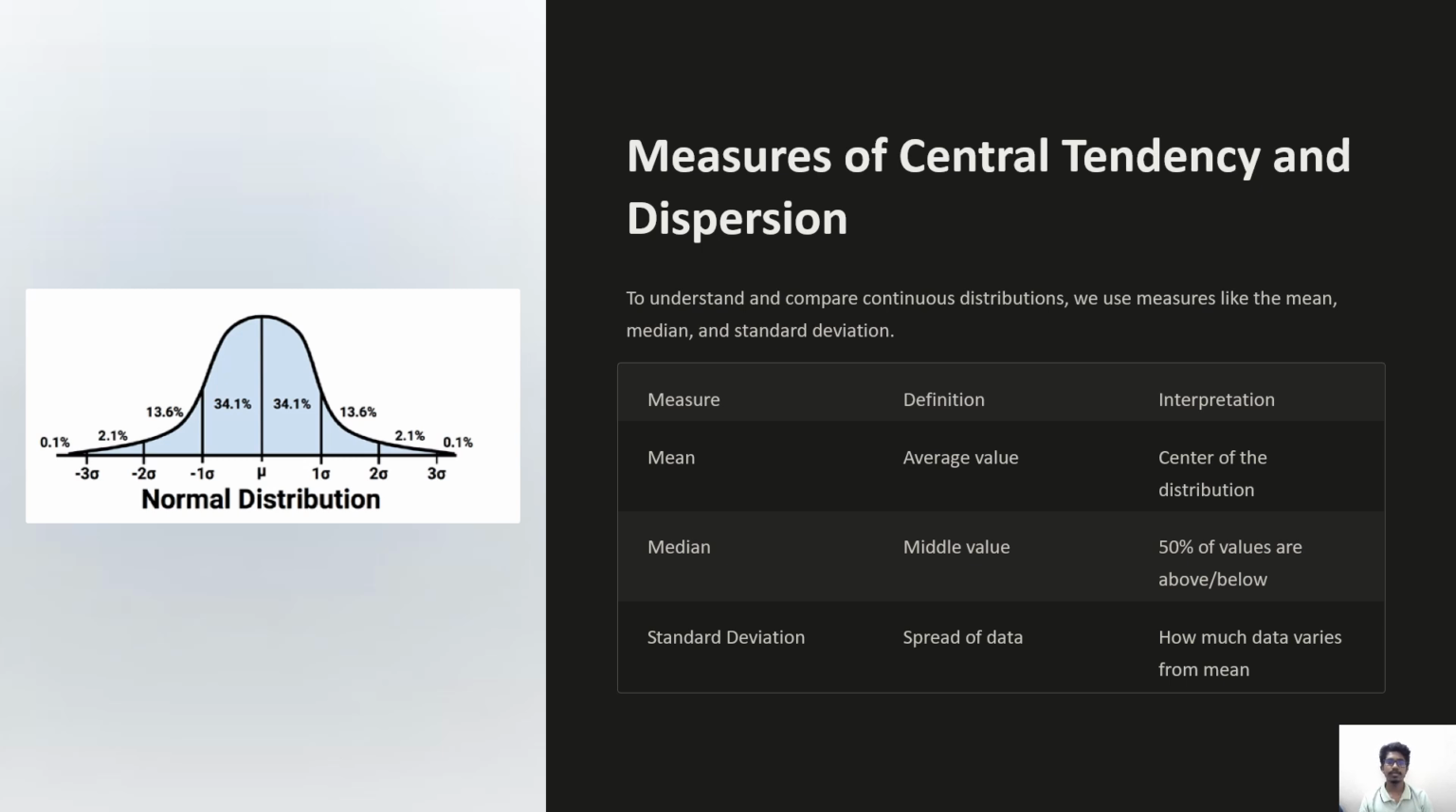Measures of central tendency and dispersion. To understand and compare continuous distributions, we use measures like the mean, median, and standard deviation. Coming to the mean, it's the average value, and its interpretation is the center of the distribution, whereas the median, which is also known as the middle value, is interpreted as 50% of the values being above or below. Standard deviation is the spread of data.